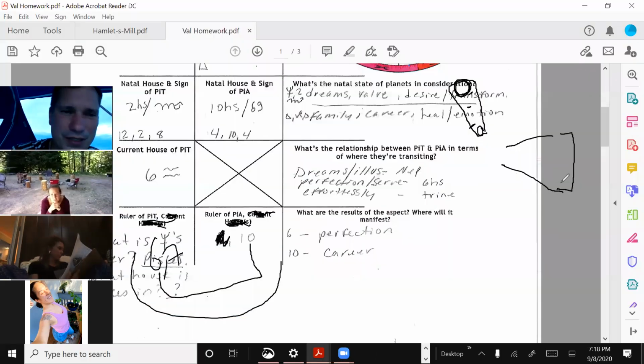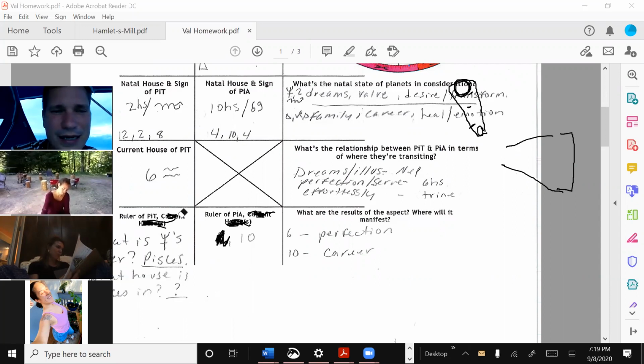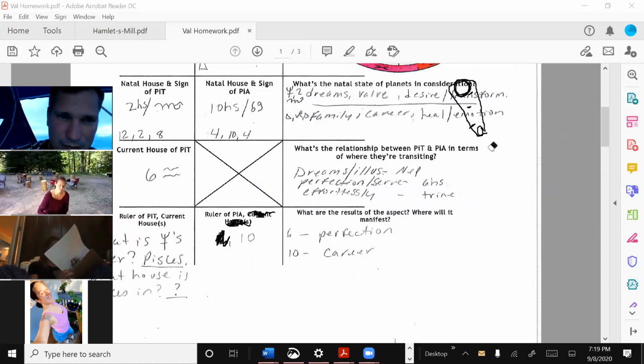But just remember, this should be the house ruled by the planet. That's what it should read, and I'll fine tune that. So you can even write that in your notes. The sign ruled by the planet in transit. What house is it in? So it's not the ruler of the planet in transit. It's the house that the planet in transit is in. No, I don't get it.